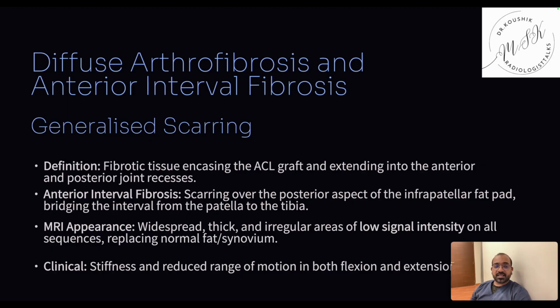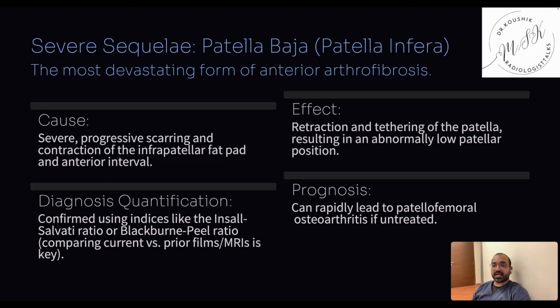There is another entity called diffuse arthrofibrosis and anterior interval fibrosis. This is generalized scarring. This fibrous tissue encases the ACL graft and extends anteriorly and into the posterior joint recess. Anterior interval fibrosis is scarring over the posterior aspect of the infrapatellar pad, bridging the interval from the patella to the tibia. In a chronic stage, because of this extensive fibrosis, the patella retracts and gets pulled down, causing patella baja or patella infera.